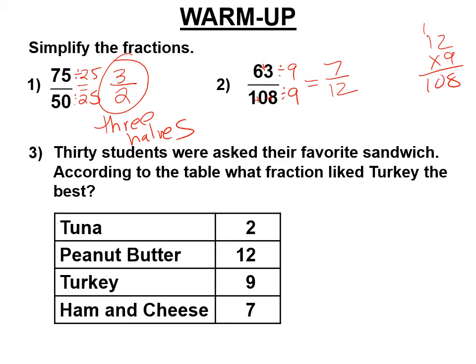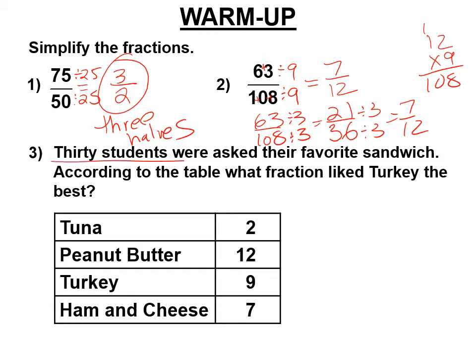It simplifies to 7/12. Now, if you had done this one by 3, it's perfectly fine. You'll get 21/36, I believe. But you can't leave it that way. You have to go again, right? And then make it the 7/12.